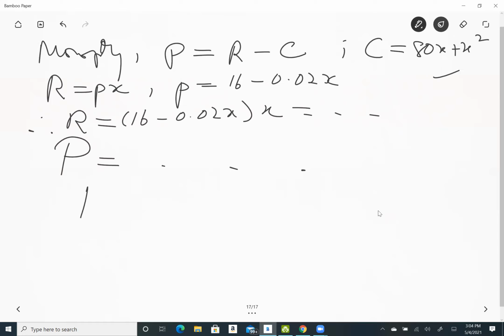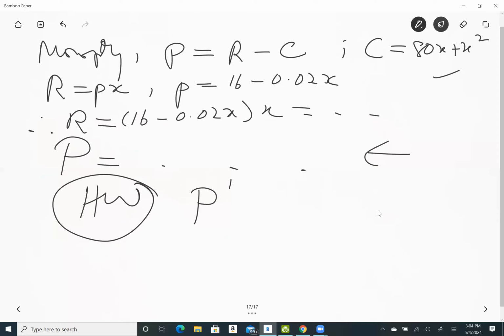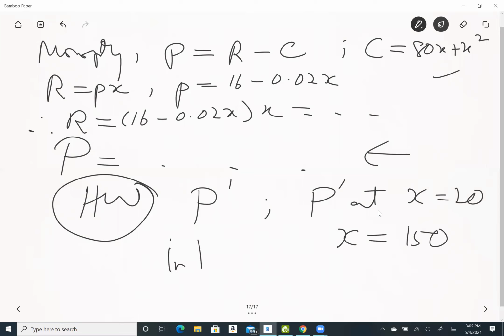Okay, so I want you to go home, finish this up. Get the profit function for the monopoly minus the cost, all right? And then you get the profit function. I want you to find the marginal profit. And again, get the marginal profit at x equal to 20, and one more number, say x equal to 150, and then interpret. Okay, so that's your homework just for your practice.